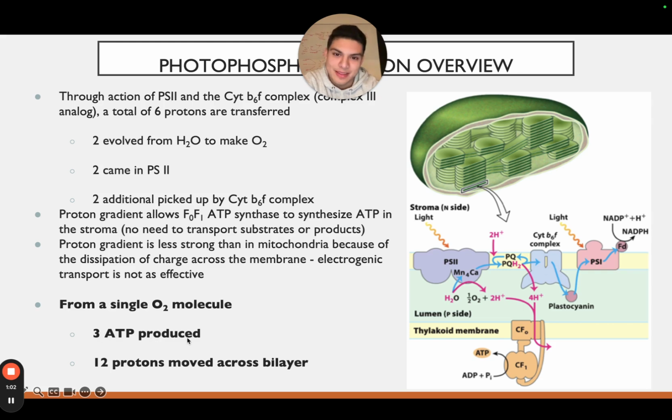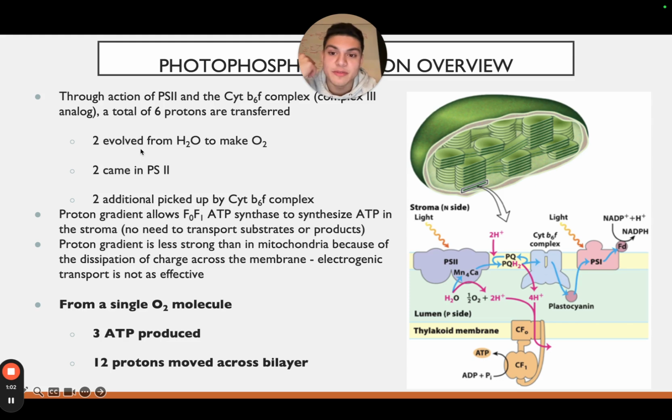Now, think about that and compare it to the ETC. The ETC, we know, requires 3 protons to form 1 ATP. This one requires 4, so it's less efficient. That's because there's a dissipation of charge in the membrane between the lumen and the stroma. It's because electrogenic transport is not as effective. That's the whole reason why.